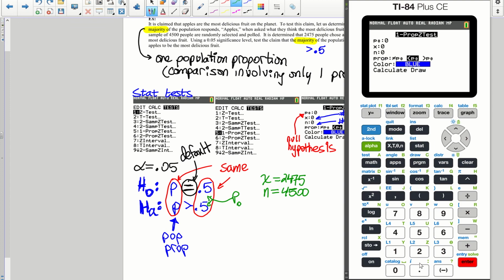So I'm going to put in the 0.5, the 2475, the 4,500. You have a choice between a not equal, a less than, or a greater than symbol. Our alternative hypothesis has a greater than symbol, so I'm going to hit enter on that option. And then I go right on down to calculate.